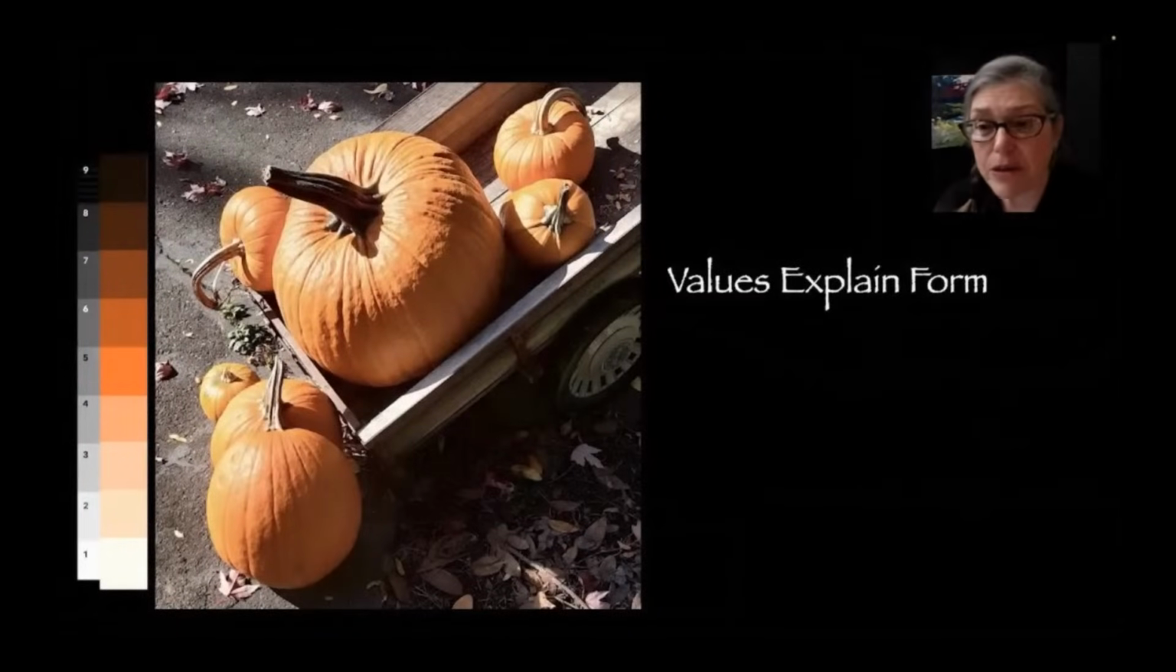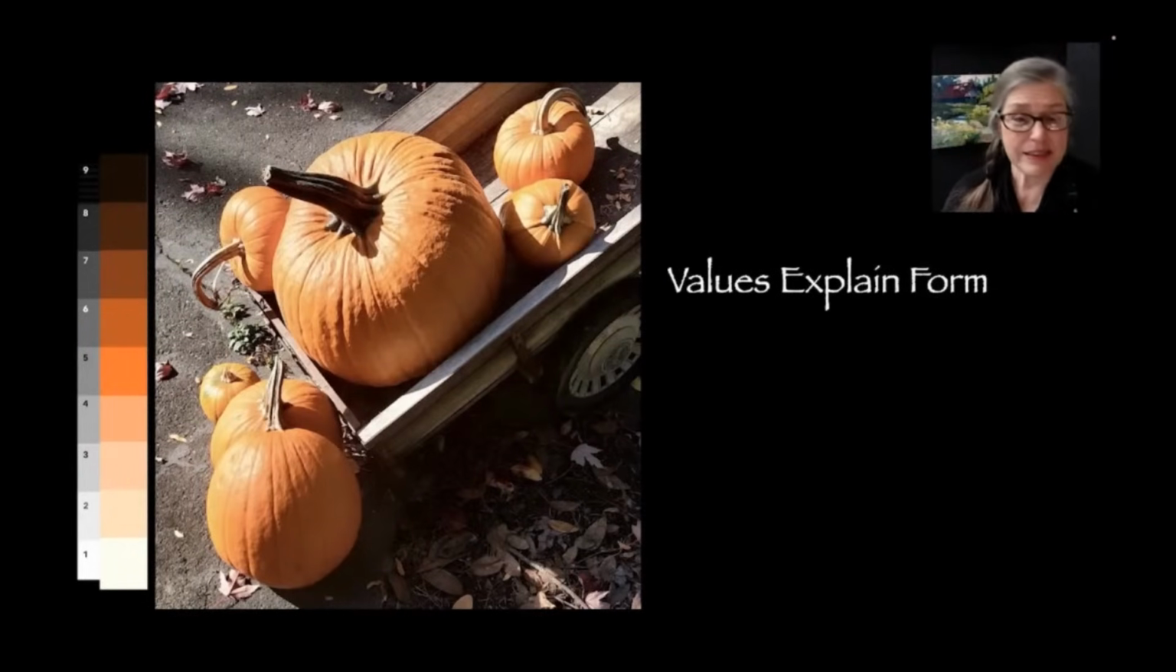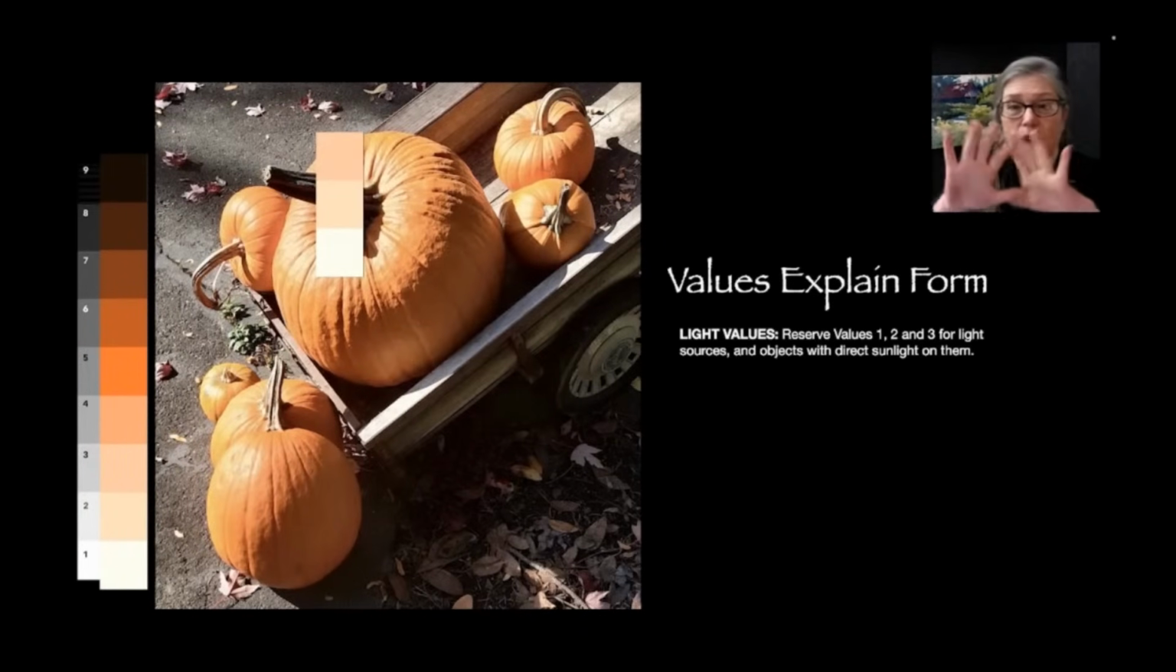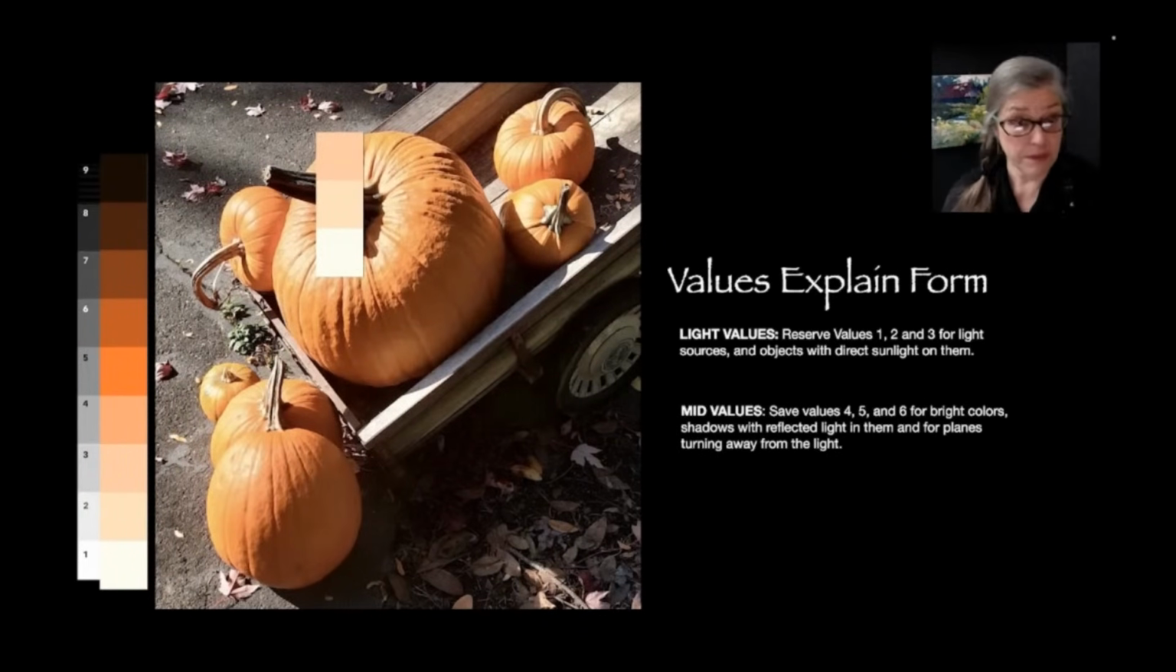The other thing values do is they explain the form of an object. When values pass over an object, we can see that where there are light values, we can reserve our values 1, 2, and 3 for sources of light and objects with direct sunlight on them. Where that object begins to turn, we use mid values. We'll save those values 4, 5, and 6 for our brilliant colors. Remember how bright colors are mid values? We are going to save those mid values for shadows with reflected light in them and for planes that are turning away from the light.